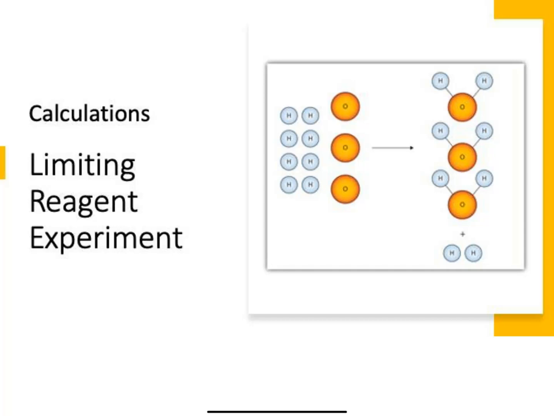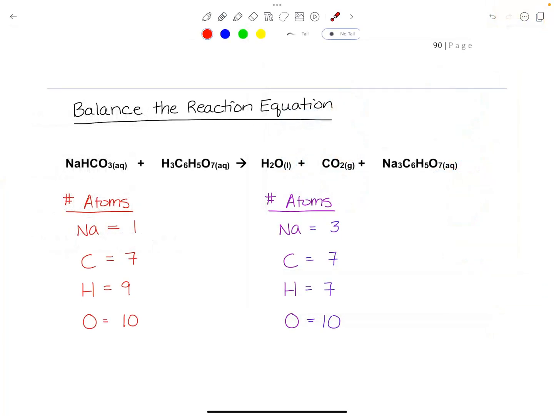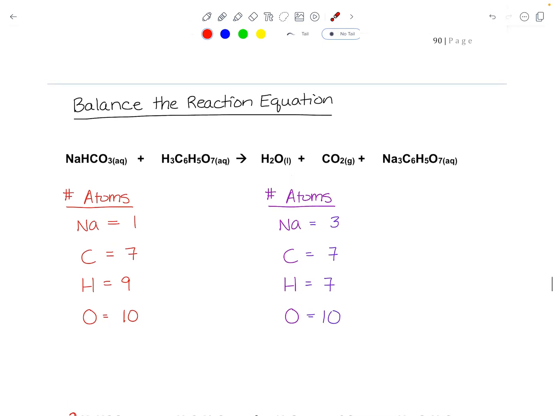In this video, we'll review how to do limiting reagent experiment calculations. In order to process your data for the limiting reactant lab, you need several pieces of information. The first of which is a chemical reaction equation that accurately describes your reaction.